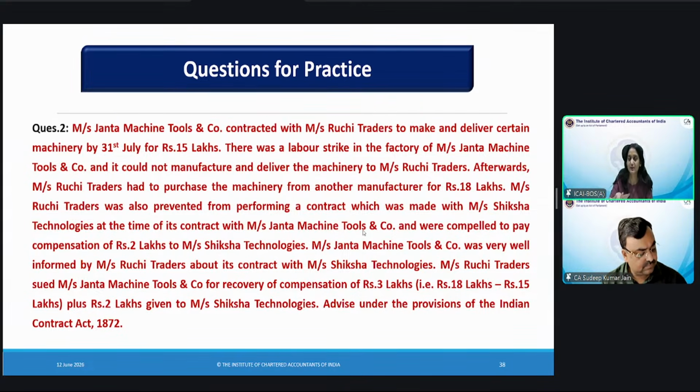So please be ready with the study material, and for Unit 6 you can also read from the study material in advance, and we will take the class on Sunday.